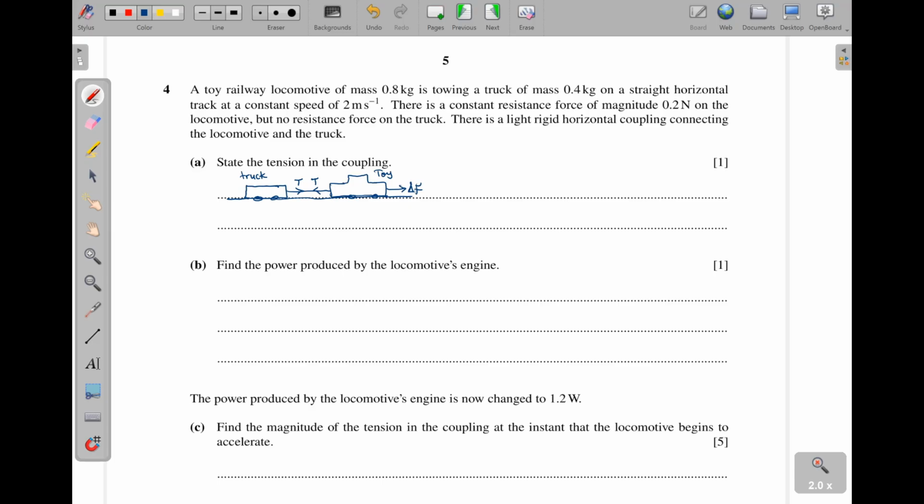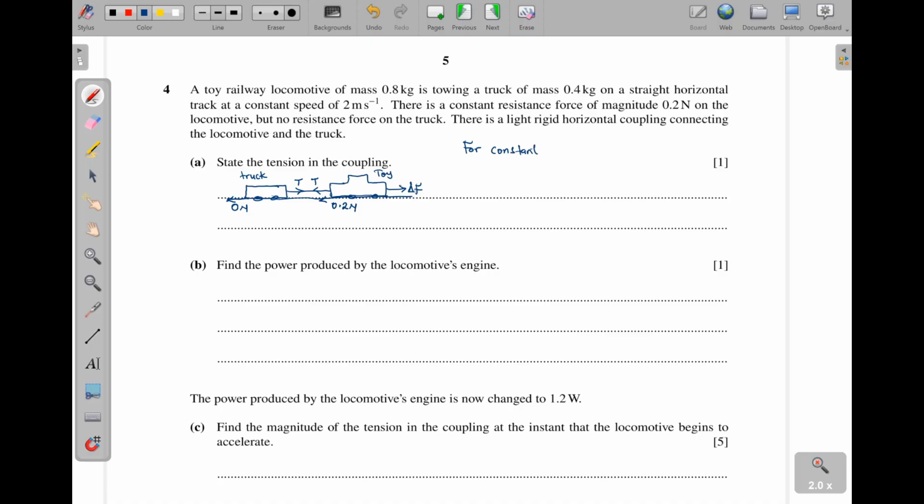Now, they said a constant resistance force of 0.2 newtons on the locomotive. The locomotive is the toy, okay? So here, there is 0.2 newtons, but there is nothing here. That means I can put 0 newtons. There should be some resistance, but they said it is not there, so let me just put 0 there. Then there is something they said to do with constant speed. Yes, constant speed.